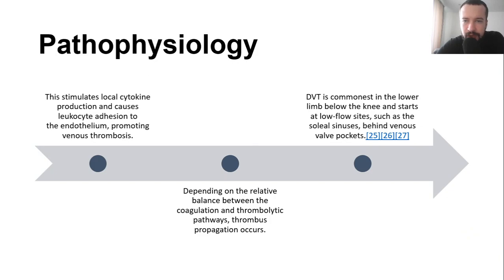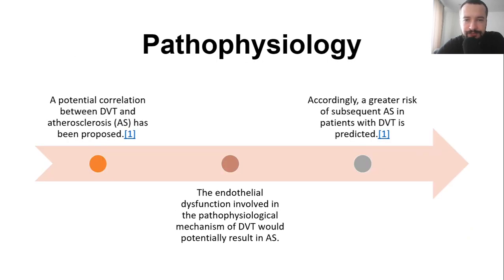DVT is commonest in the lower limb below the knee and starts at low flow sites such as the soleal sinuses behind venous valve pockets. A potential correlation between DVT and atherosclerosis has been proposed. The endothelial dysfunction involved in the pathophysiological mechanism of DVT will potentially result in AS, atherosclerosis. Accordingly, a greater risk of subsequent AS in patients with DVT is predicted.